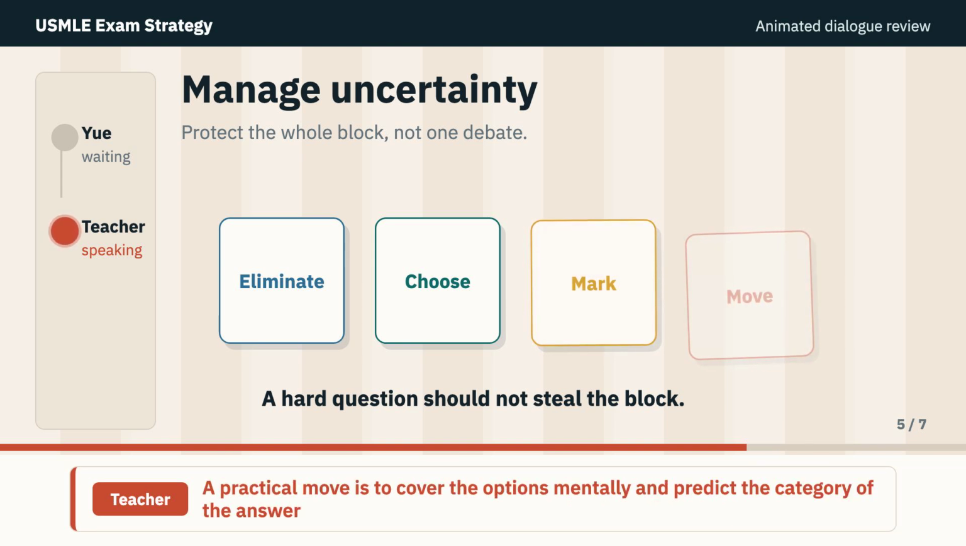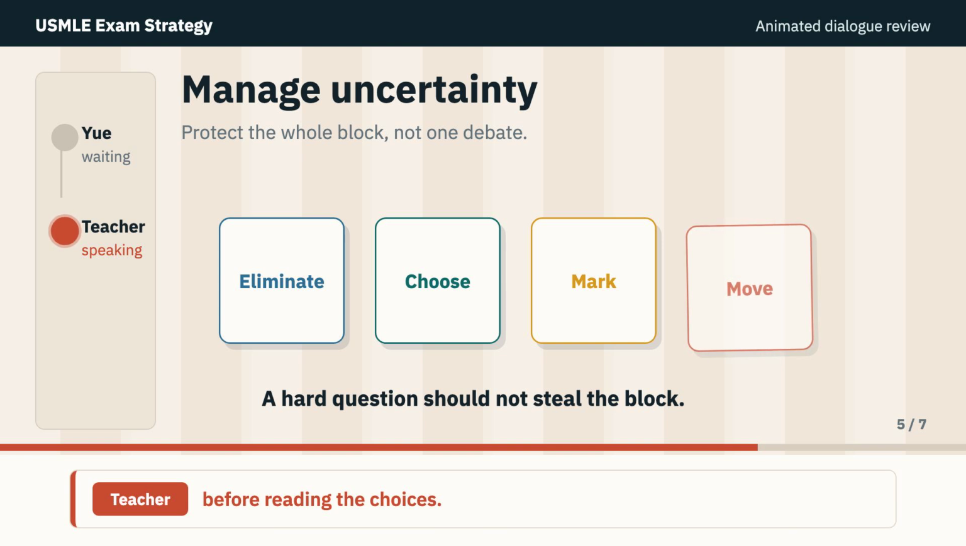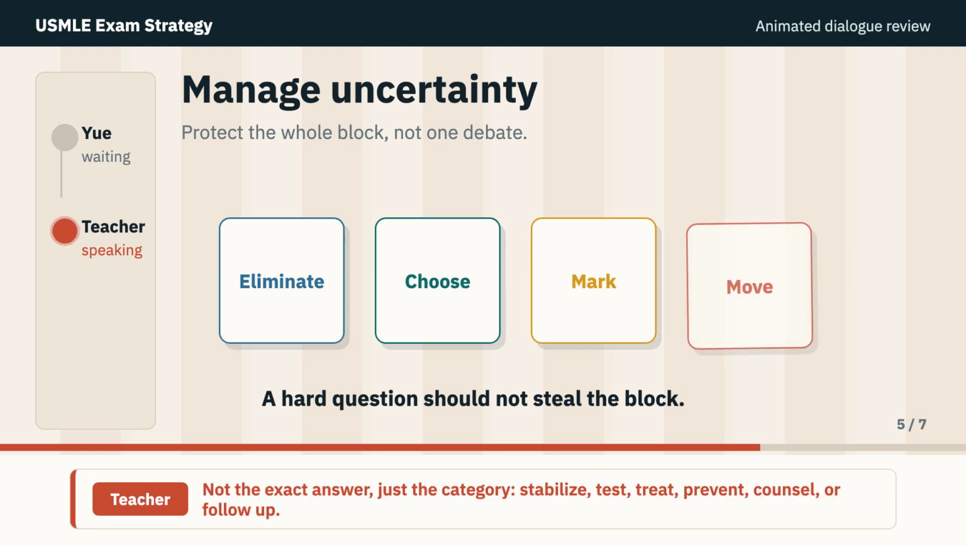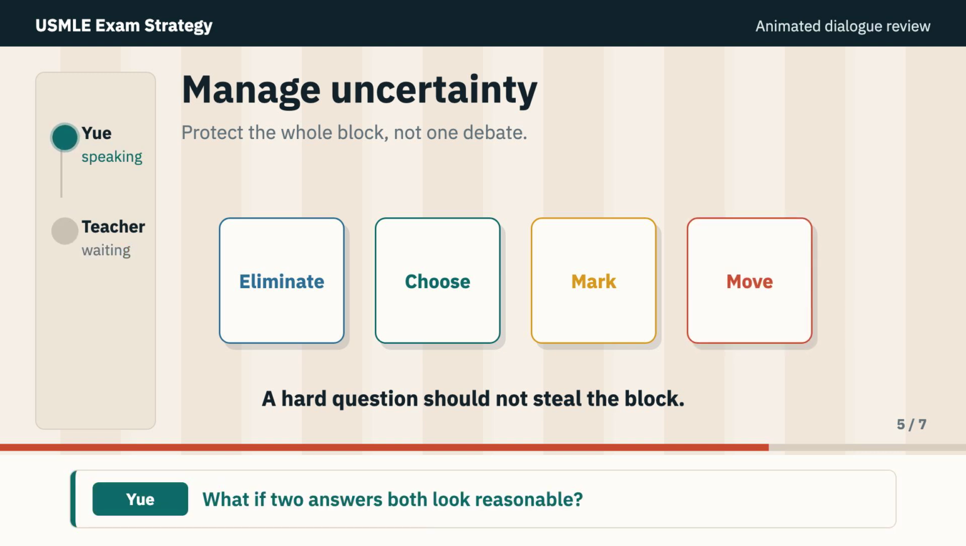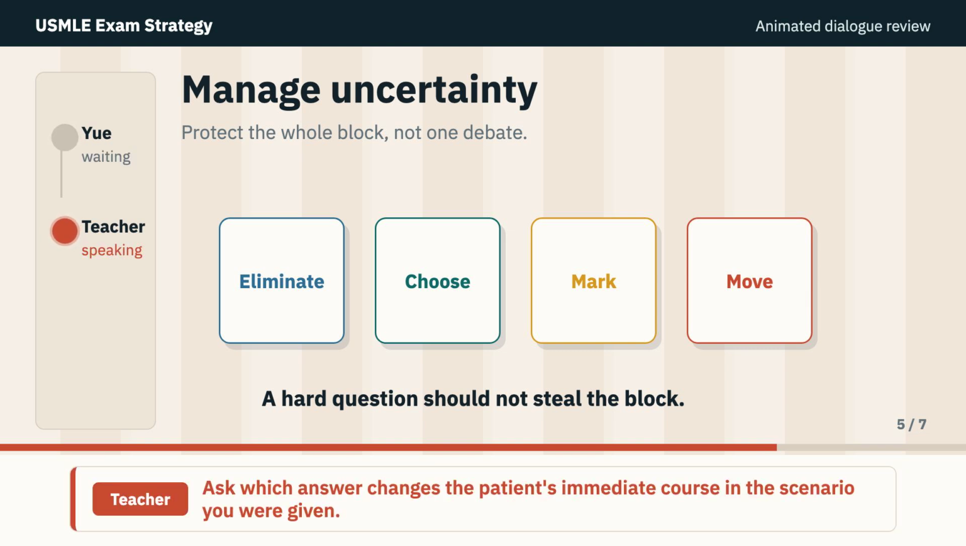A practical move is to cover the options mentally and predict the category of the answer before reading the choices. Not the exact answer, just the category. Stabilize, test, treat, prevent, counsel, or follow up. What if 2 answers both look reasonable? Then compare them by timing, not by emotional comfort. Ask which answer changes the patient's immediate course in the scenario you were given.